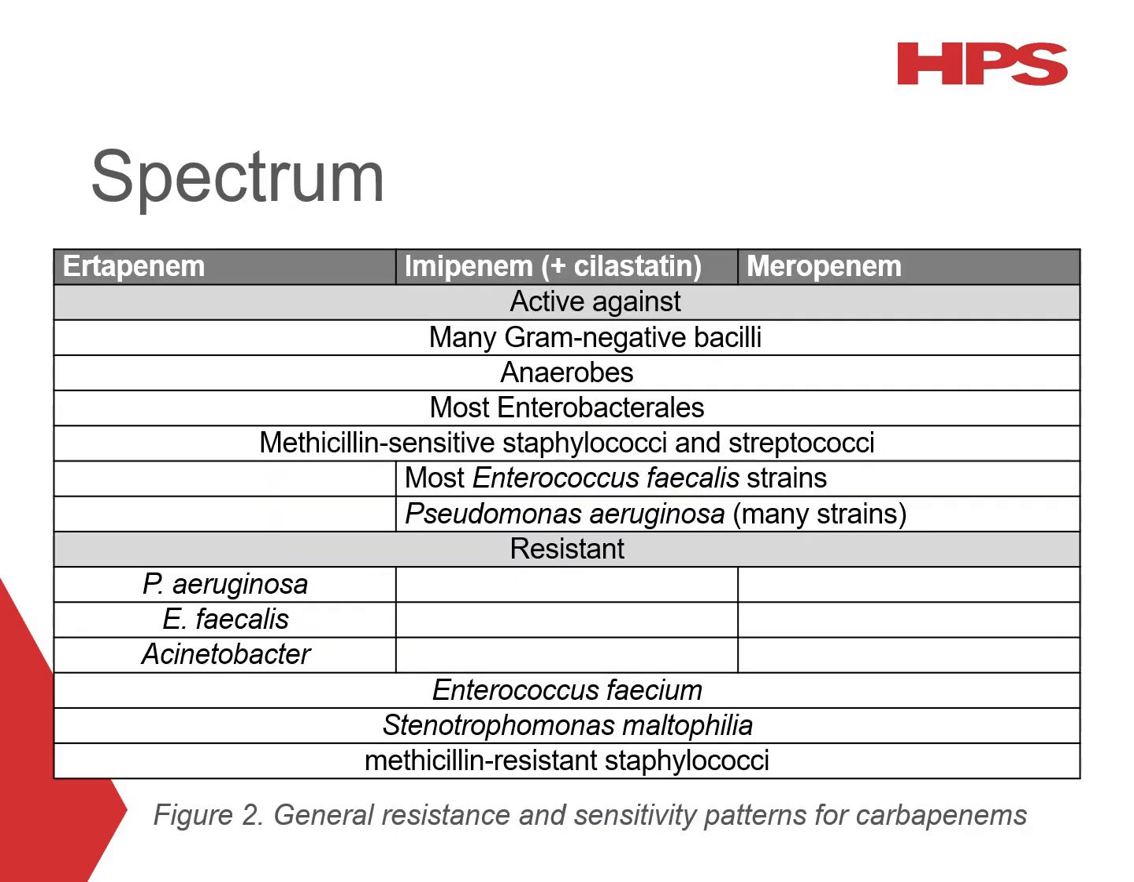Carbapenems have quite a broad spectrum of activity against many gram-positive and gram-negative bacteria, as we can see here. They're active against many gram-negative bacilli, anaerobes, most enterobacterales, and methicillin-sensitive staphylococci and streptococci. Imipenem and meropenem are both active against Enterococcus faecalis and many strains of Pseudomonas aeruginosa. However, ertapenem is not active against Pseudomonas aeruginosa, E. faecalis, or Acinetobacter. And all three carbapenems are not active against Enterococcus faecium, MRSA, or Stenotrophomonas maltophilia.